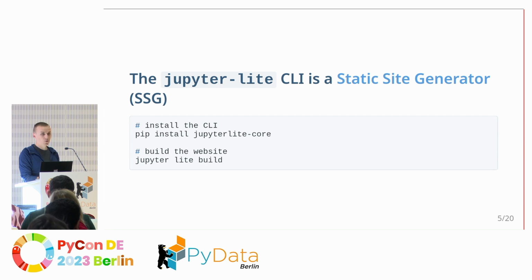So if you have used Jekyll before, a Ruby-based static site generator, you can think of JupyterLite as something similar. You have a command available in your terminal, you run it, and it generates HTML, CSS, and JavaScript files, and also, as we will see later, your content, for example, notebooks.